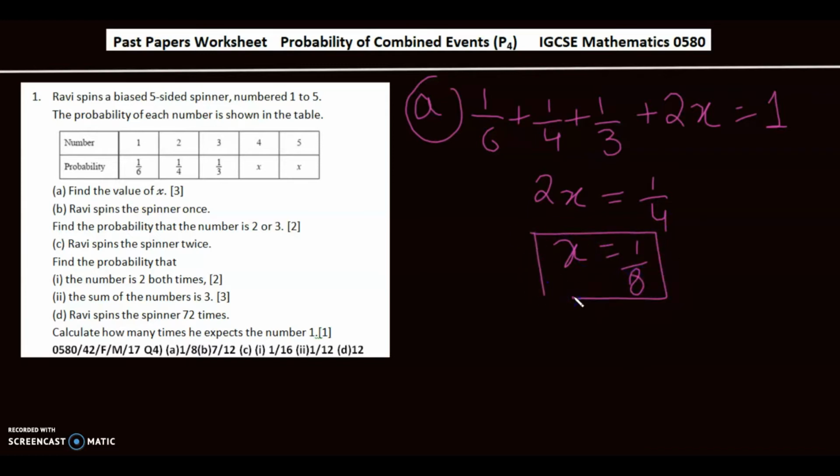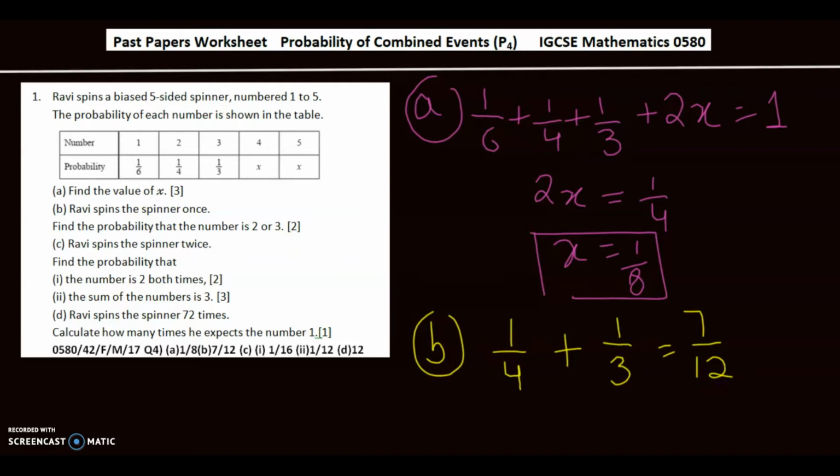Okay. Part B, Ravi spins the spinner once. Find the probability that the number is 2 or 3. Or means add, so what's the probability of getting 2? That's 1 upon 4. Or means add, and probability of getting 3 is 1 by 3, and the answer will be 7 upon 12.